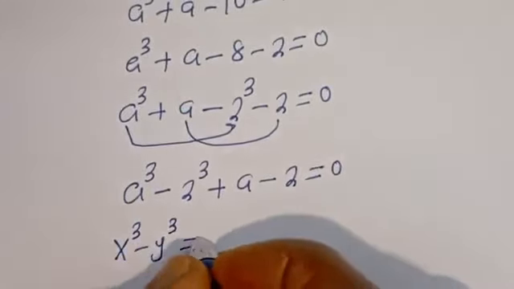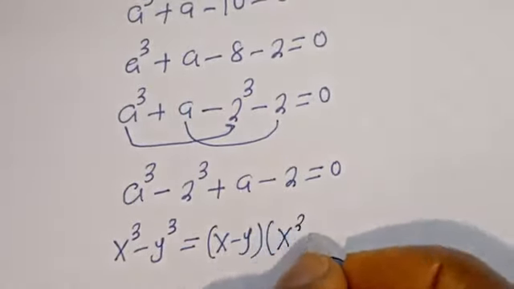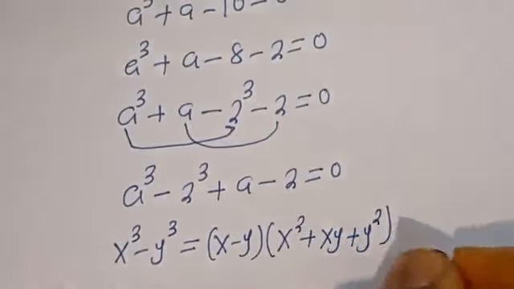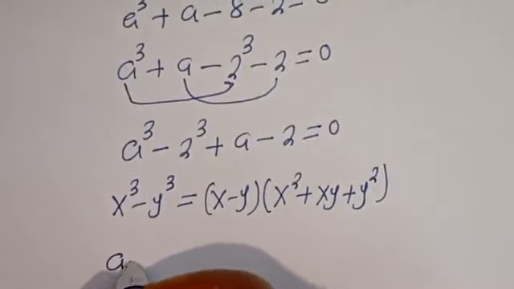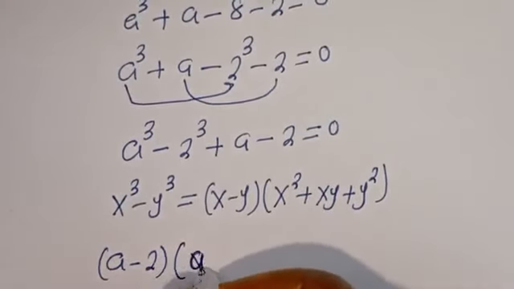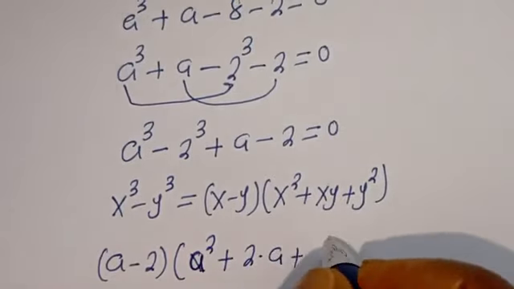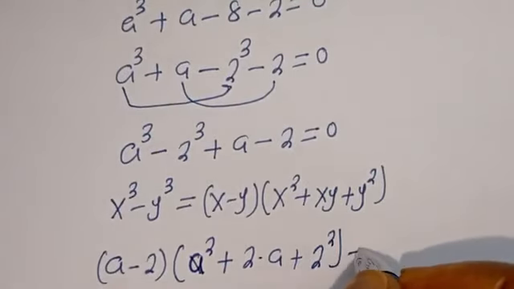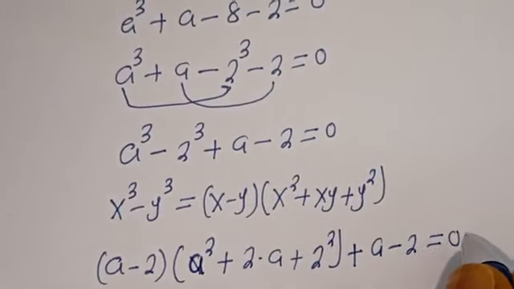Now take note of this, that if you have x to the power of 3 minus y to the power of 3, this is equal to x minus y bracket x square plus xy plus y square. Then this can be written as a minus 2 bracket a square plus 2 multiplied by a plus 2 square, plus a minus 2 is equal to 0.